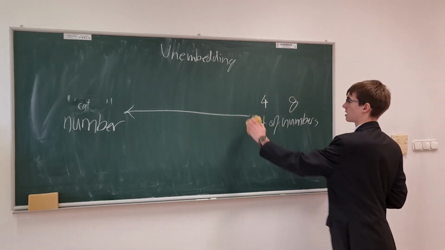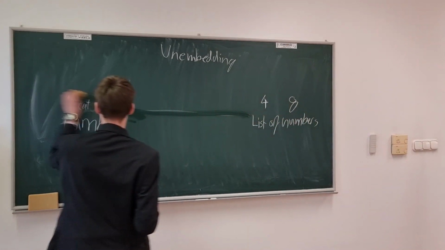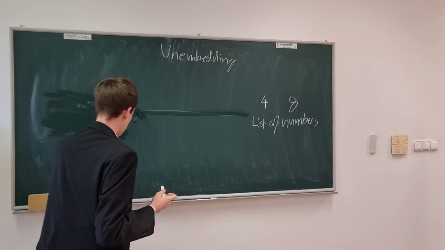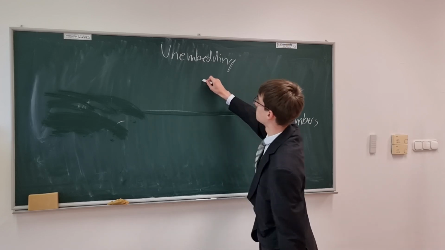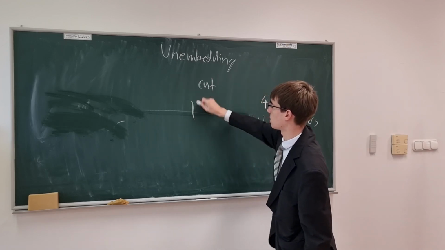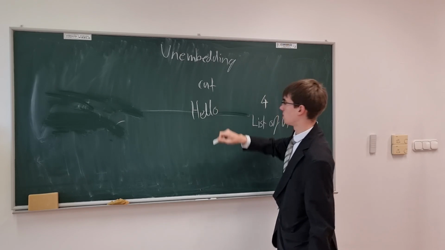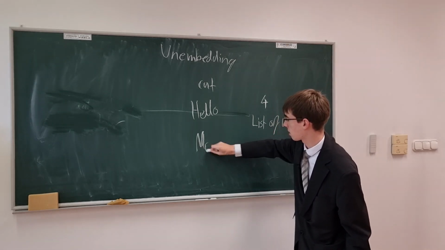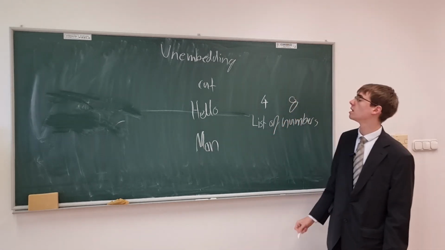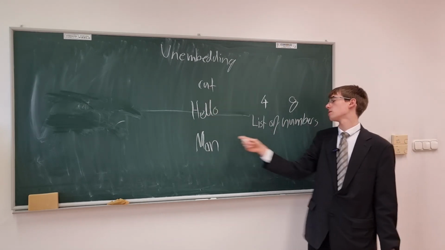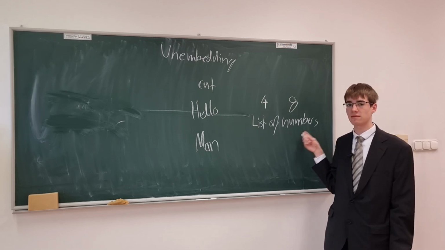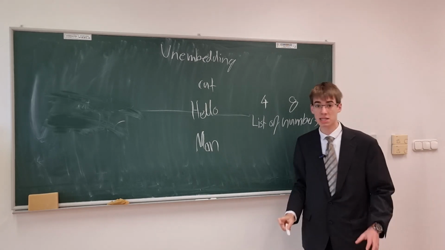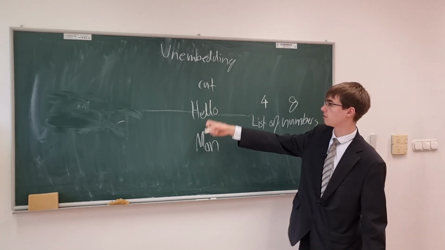So what we do is we compare this list of numbers to every single word we know. We will compare this to cat, we will compare this to hello, to the meanings associated with these words. We'll compare it to man. And based on how similar this list of numbers is to the list of numbers we've given to cat, hello, and man, we will assign a probability that this is the word we were thinking of.